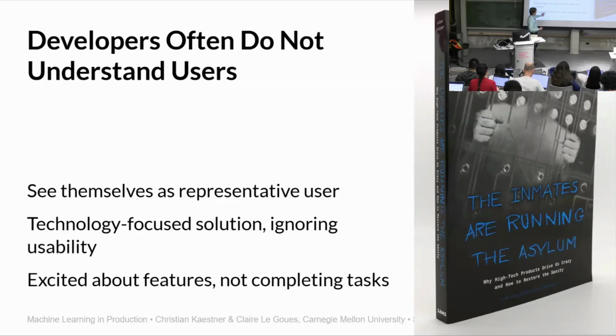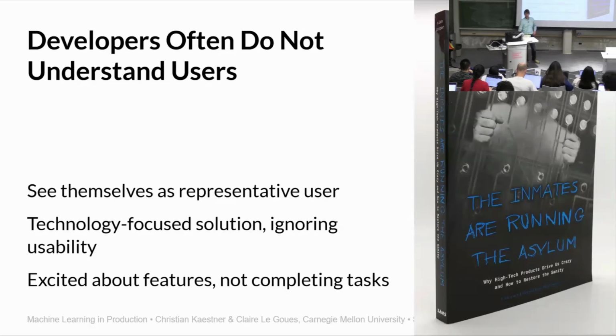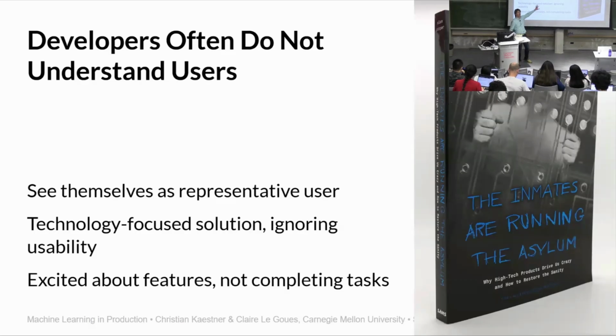But developers tend to be excited about features and implementing things and adding things, not about actually solving the task that the end user needs to solve. It's very end user focused. HCI people would teach entire classes on this problem, right? And how do you build something?